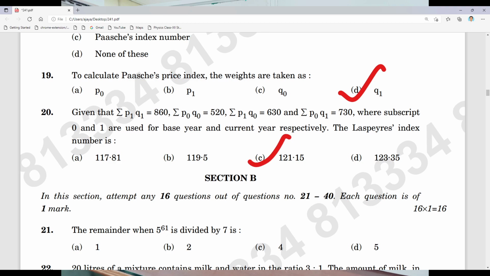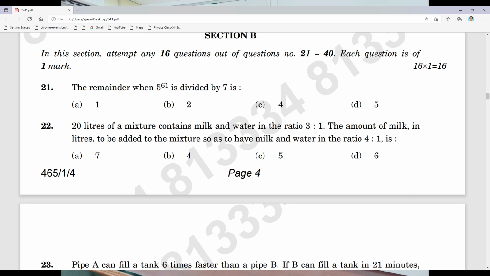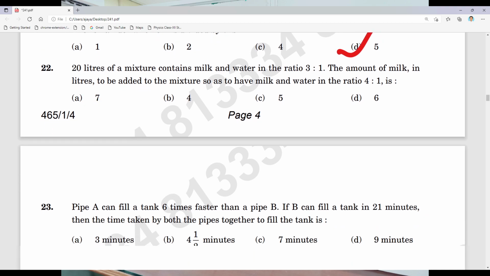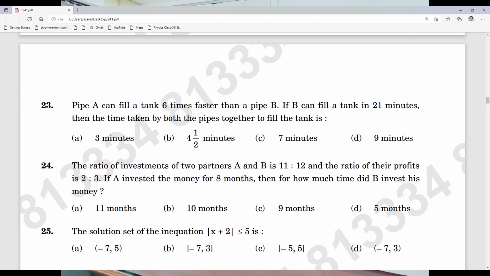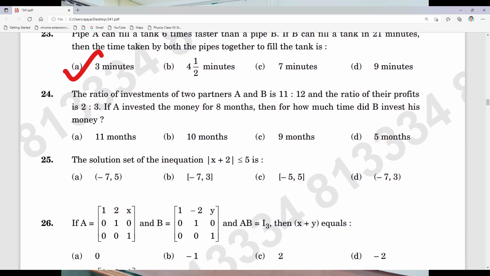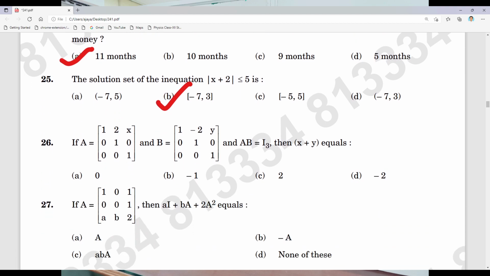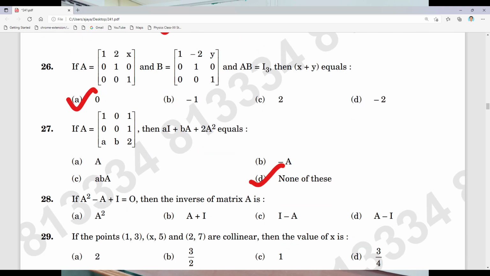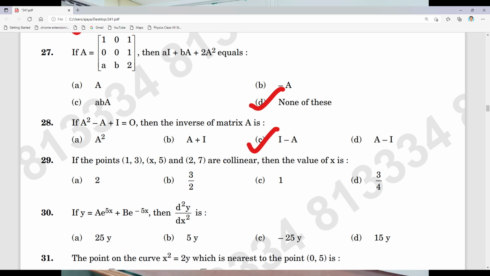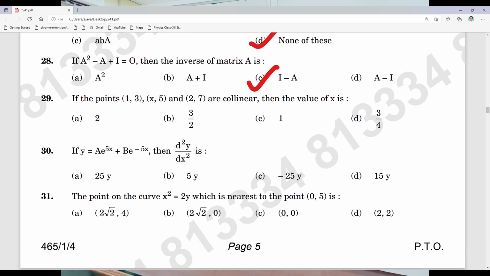20, C. 21, D. 22, C. 23, A. 24, A. 25, B. 26, A. 27, D. 28, C. 29, B. 30, A.